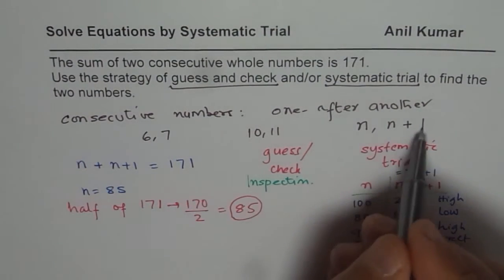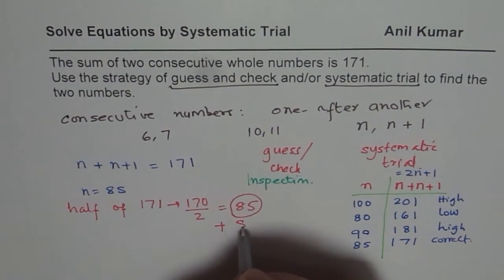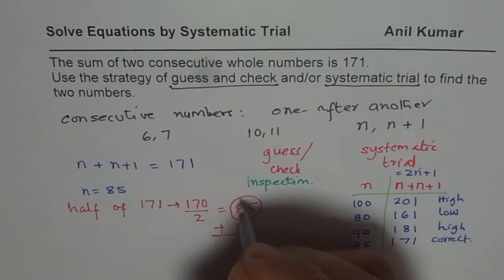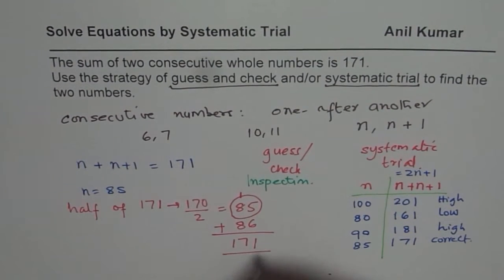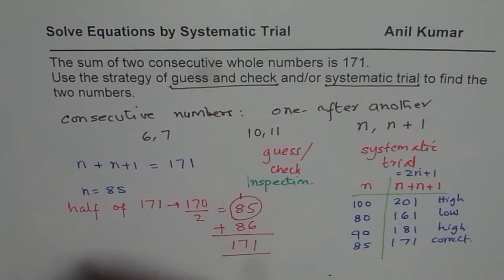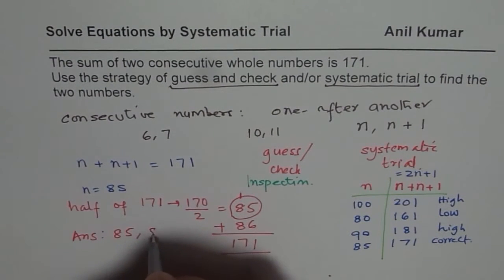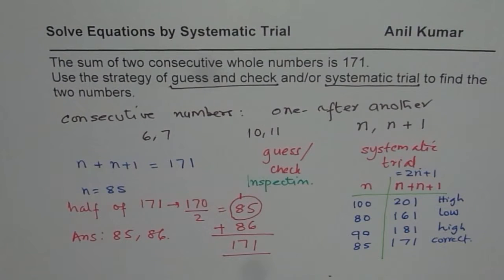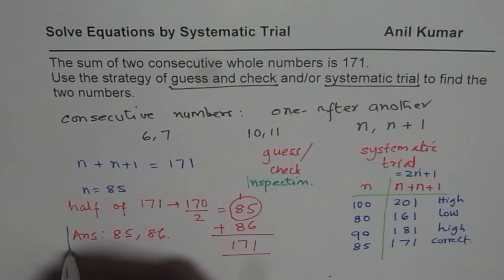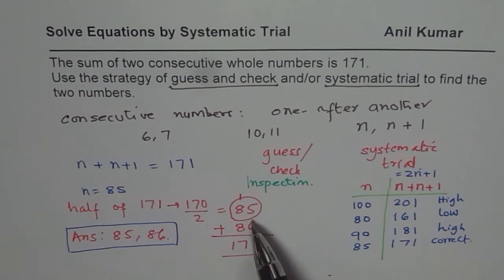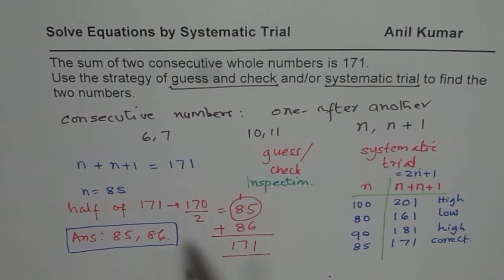Consecutive means the numbers which come together, so why not try to add 85 and 86? If I add 85 and 86, what do I get? I get 171. So the two numbers are 85 and 86, right? That is the final answer which we get. As you can see, by inspection we get the same result as by systematic trial. Correct. So that is how we should actually find the numbers.